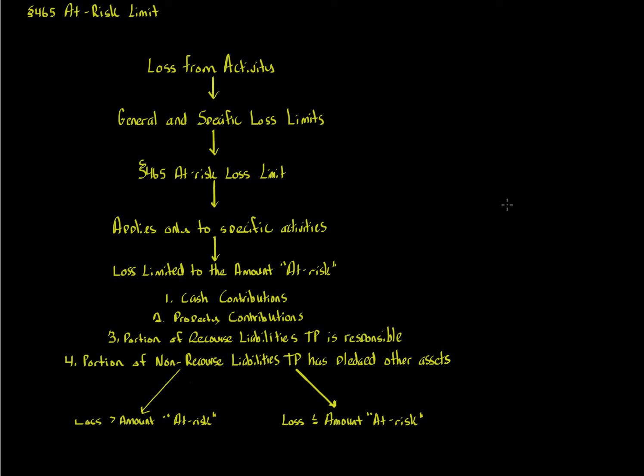In this video, we'll consider the at-risk limitation with respect to losses. Now, before we get into the specific Section 465 at-risk limitation rules, we first have to start by asking, do we have an actual loss? A loss from a certain activity will allow for a possible deduction on the tax return. Ways that a loss can occur.